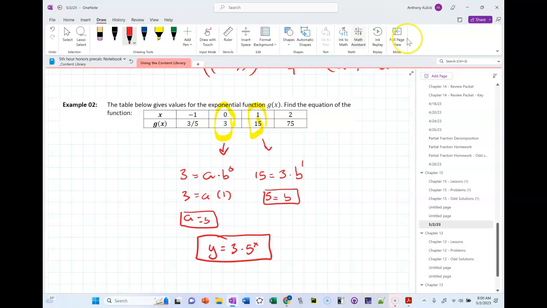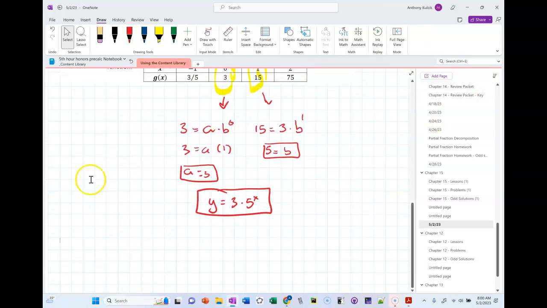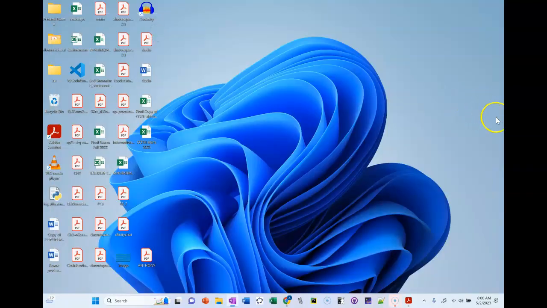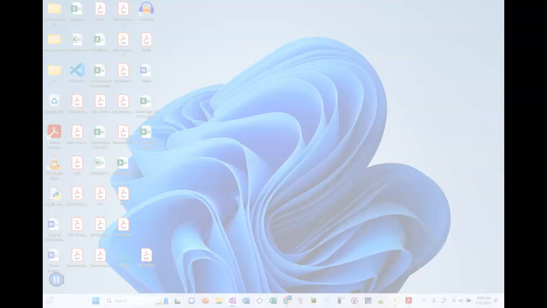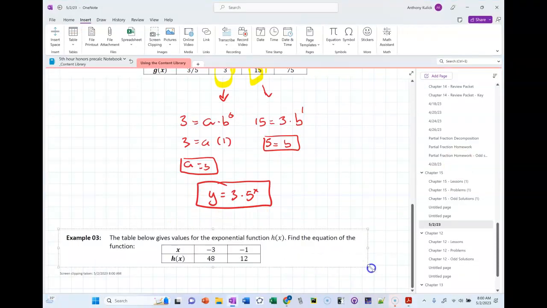Note, I cannot call that 15 to the x. What do you guys think? That's pretty easy, right? If you have 0 or 1, it makes life quite a bit easier. Mr. Gulick, what would I want to do if I didn't have 0 or 1 as a point? Well, let's do an example here.